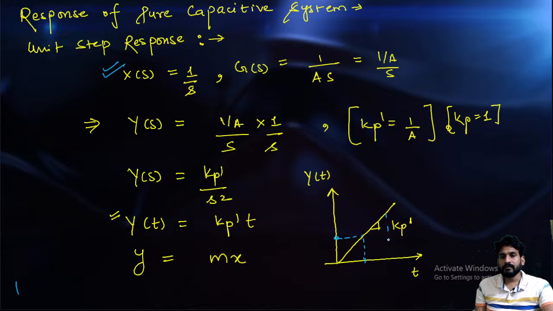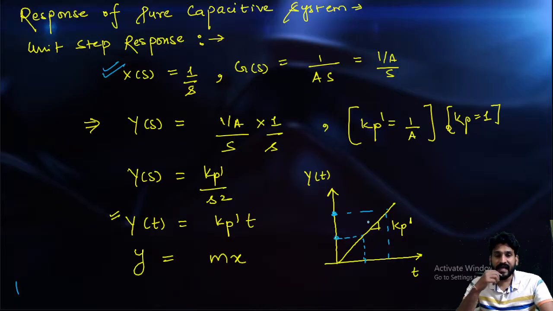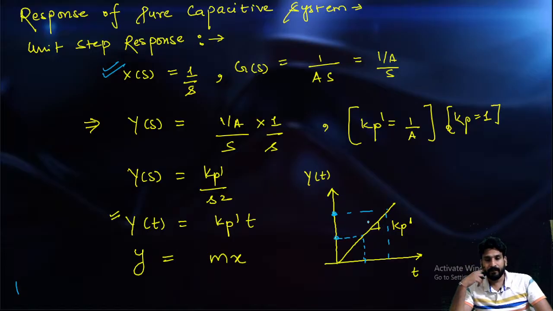As time increases, my input is applied and my output keeps increasing. So it means as the time increases, the value of your output will increase. Yes or no? Is it clear or not? It means that I'm getting an unbounded response.